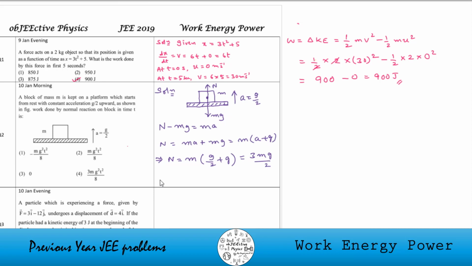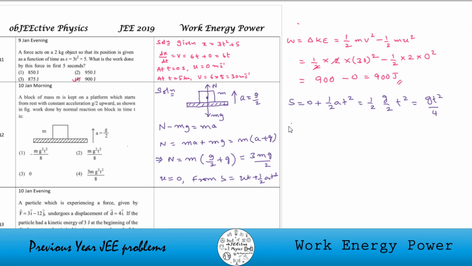And in the question it is mentioned clearly, a block of mass m is kept on a platform which starts from rest. Starts from rest is nothing but initial velocity 0. So therefore from s is equal to ut plus half at square, the displacement, s is equal to 0 plus half into at square, where a is given as g by 2, so half into g by 2 into t square. So that is equal to g t square by 4.